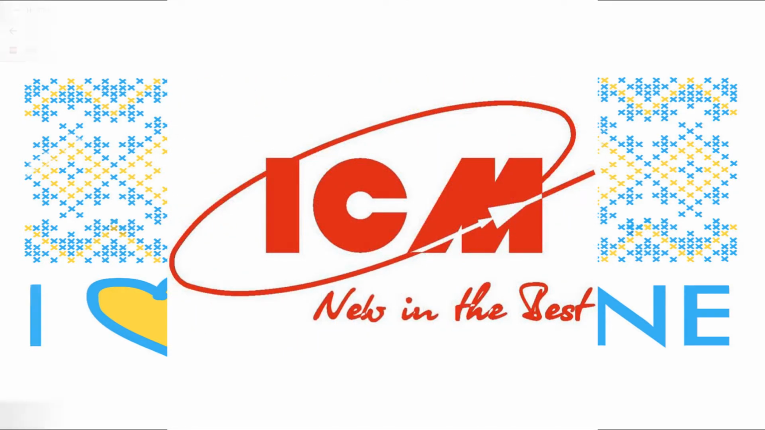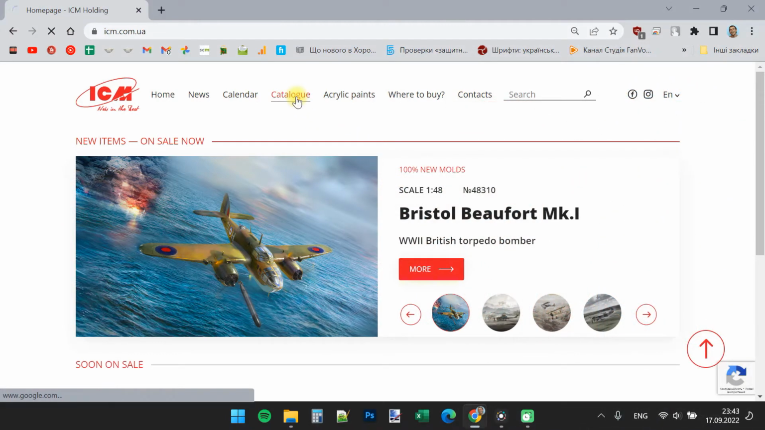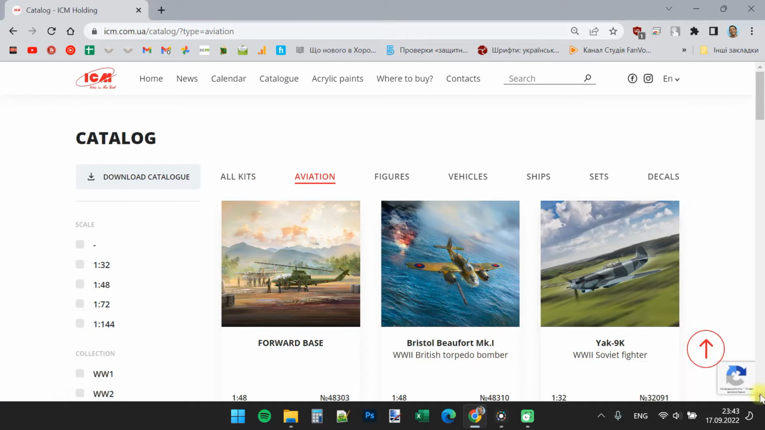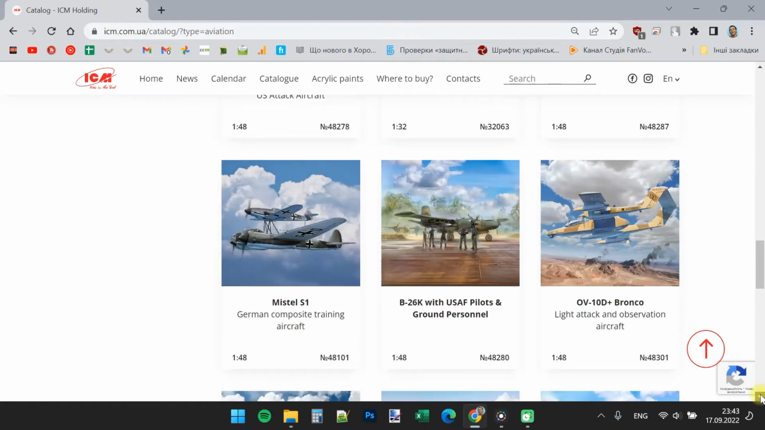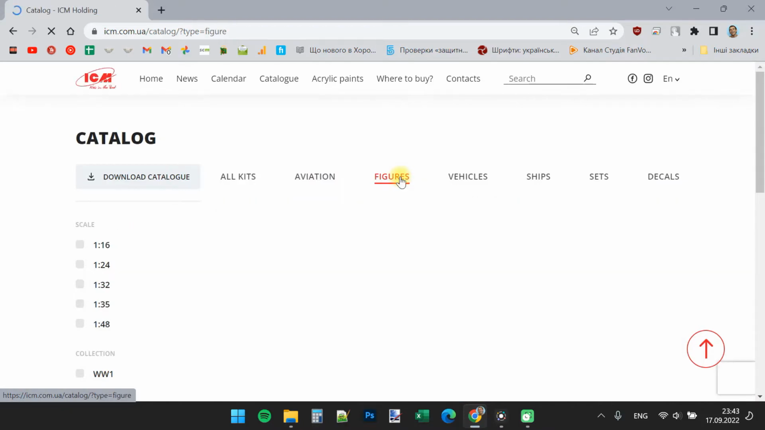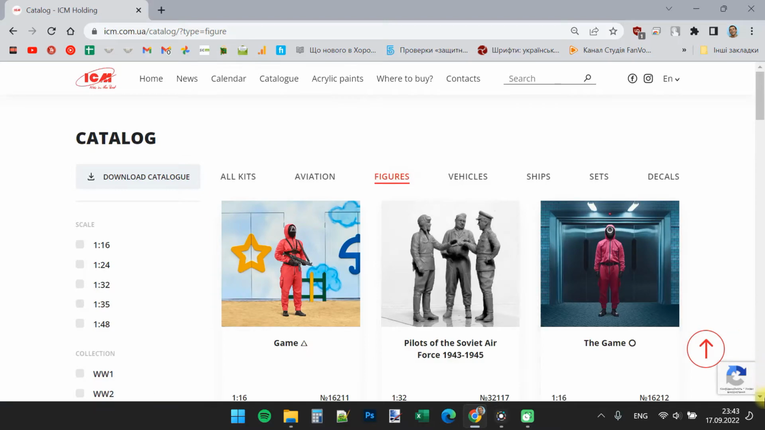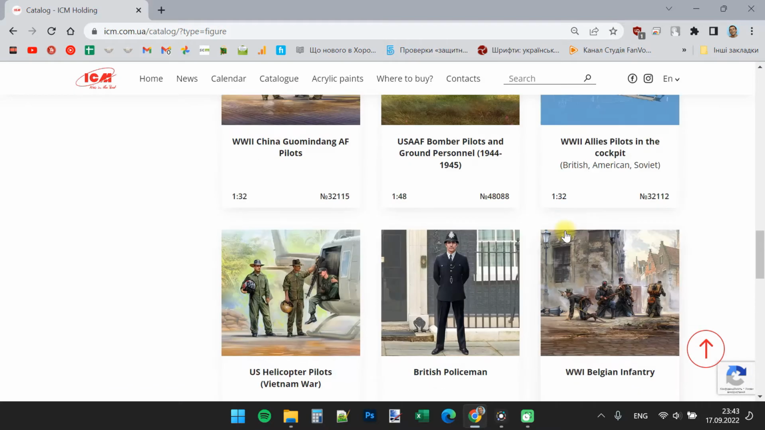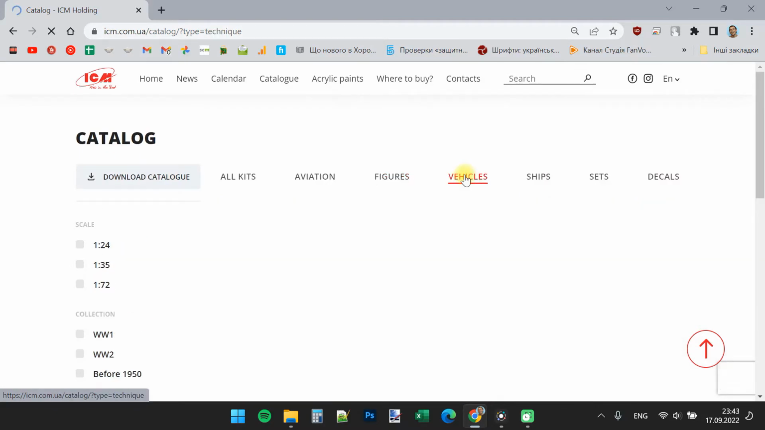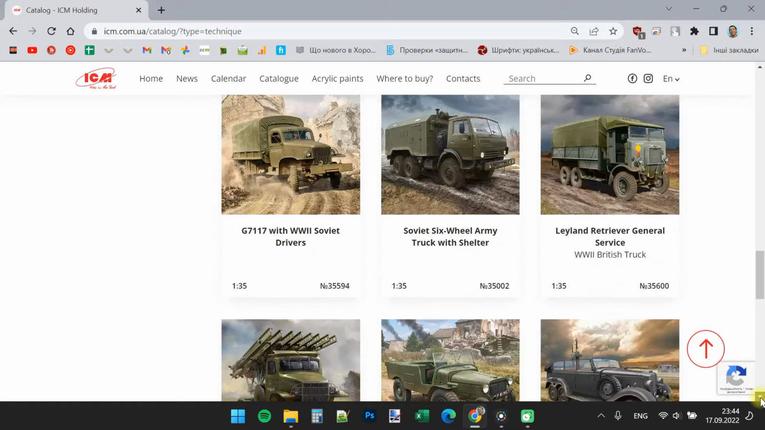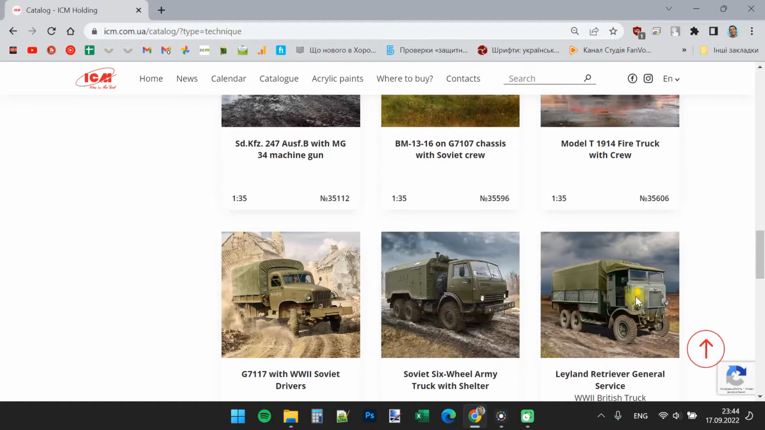ICM is one of the largest companies in Ukraine, both in terms of production and assortment. The company's catalog includes aircraft models in 1:72, 1:48 and 1:32 scales, 1:72, 1:48 and 1:35 scale models of armored vehicles and wheeled vehicles of the First and Second World Wars, as well as the post-war period. Car models in 1:72, 1:35 and 1:24 scales. Also a large selection of figures in 1:35, 1:32, 1:24 and 1:16 scales.